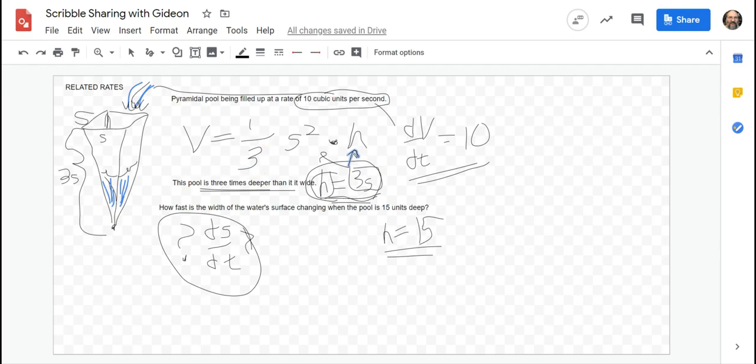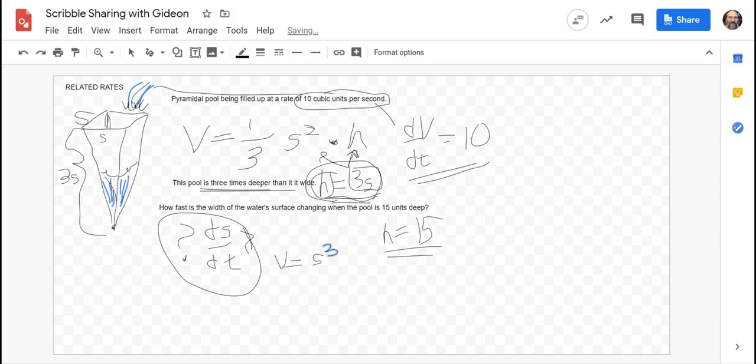The 3 and the 3 cancel. This is times 3. That's divided by 3 over here. And for the s, well, I have s squared over here, so I get s cubed, right? So the first thing I do is I create the simplified related volume formula. This is it. There's just s cubed left over. There's nothing else. Kind of nice.